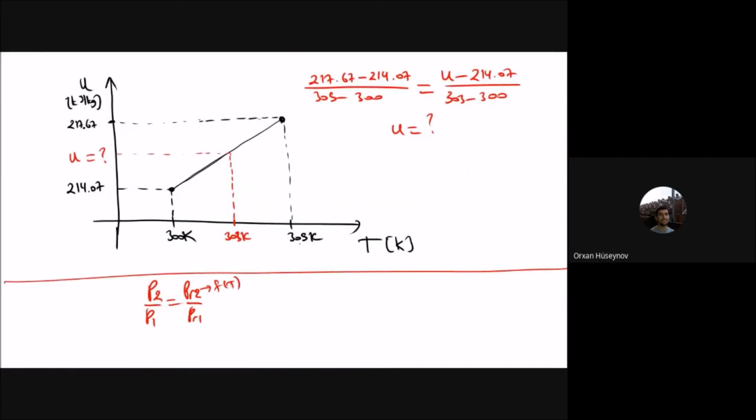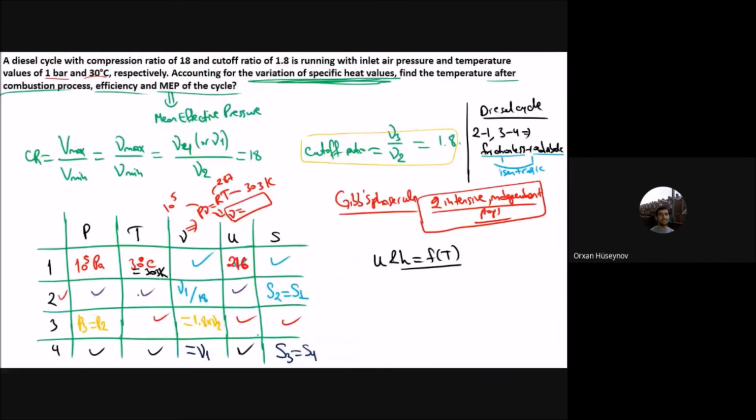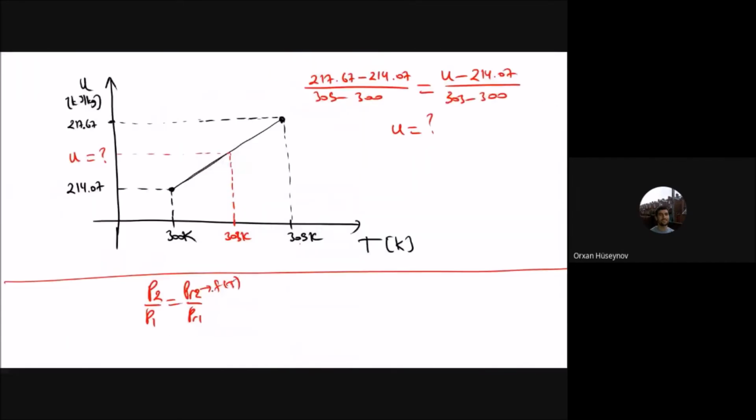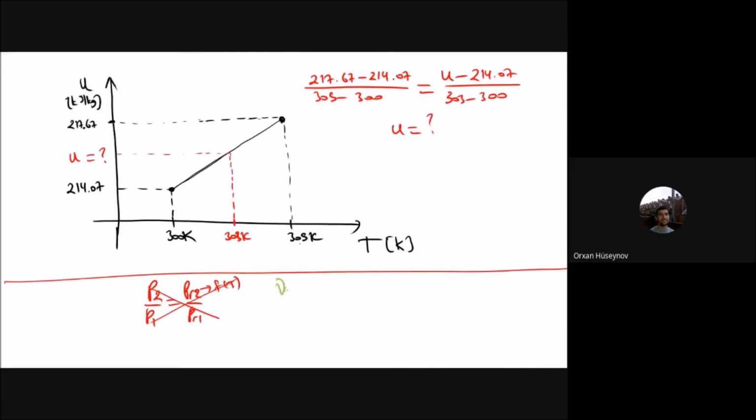Since I don't know the temperature, I don't know PR2, and I don't know the P2 value. So these two are unknown, P2 and PR2. Therefore, this formula is not okay. So let's go back to the next formula. That next formula is nu2 by nu1 is nu R2 by nu R1. Let's write that one. Nu2 by nu1 will be the same as nu R2 by nu R1. This is the second formula.